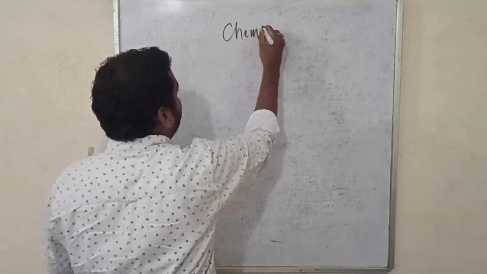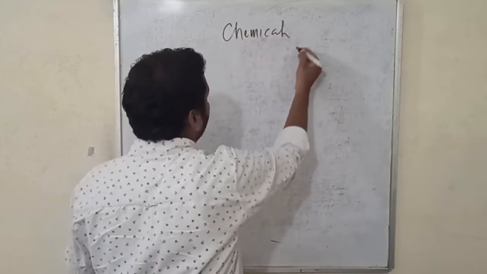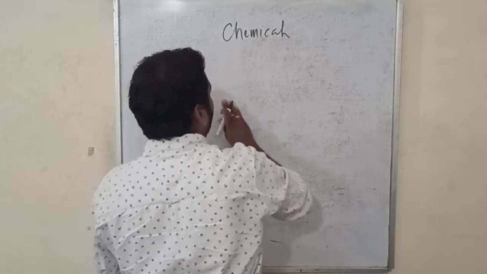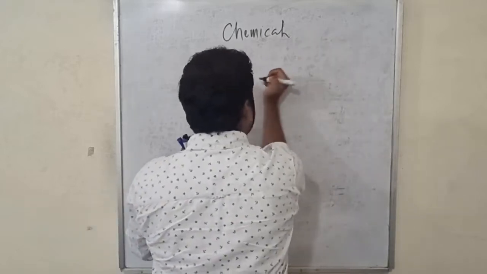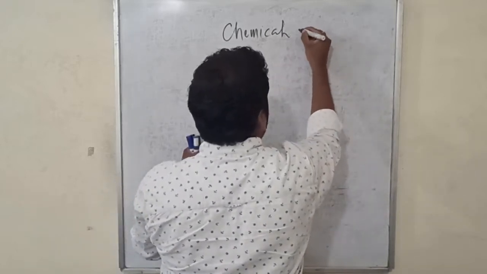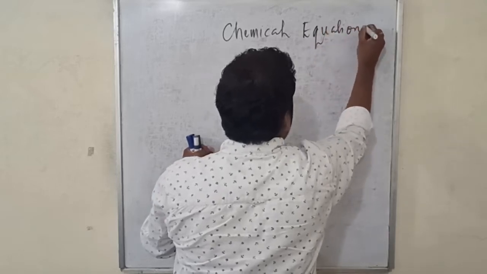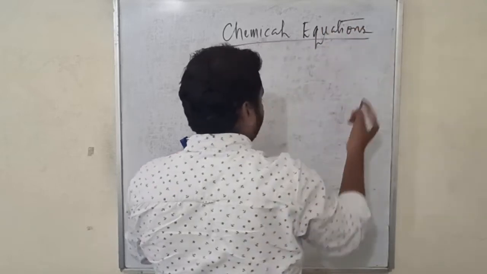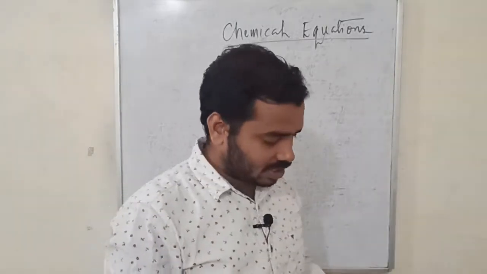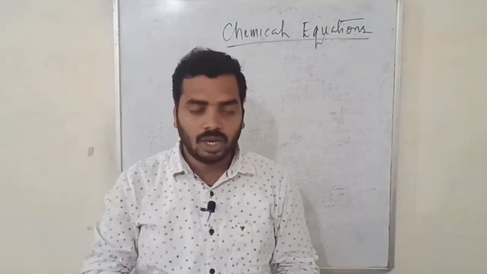So today we are going to discuss a new chapter, that is chemical equations. This is chapter 2 in your physical sciences textbook. Even though it is chemistry, it is included in your physics. But whatever it is, we shall discuss chemical equations. It's a chemistry topic basically, it's not a physical sciences topic.